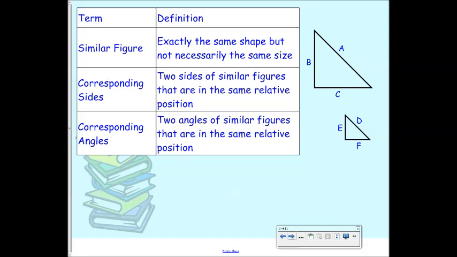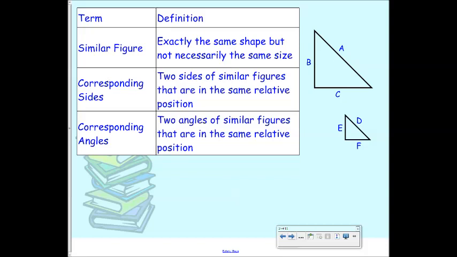All right, now, a similar figure means that it's exactly the same shape, but it's not necessarily the same size. So for instance, triangle ABC is a right triangle. So is triangle DEF. So they are the exact same shape, but triangle ABC is bigger. Okay? Now, if it's similar, that means it's bigger in a proportional way. All right? So we're going to use that to figure out missing sides in just a few minutes.